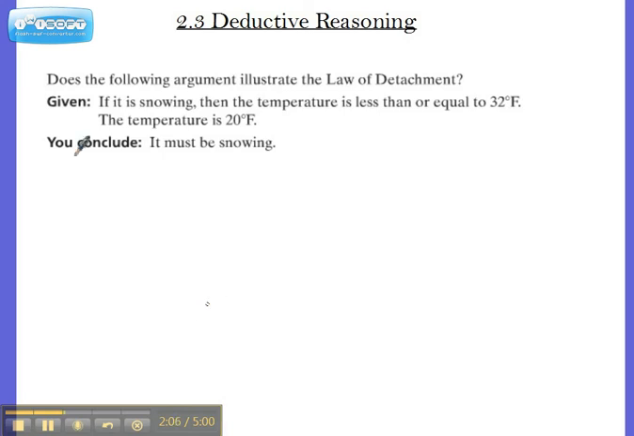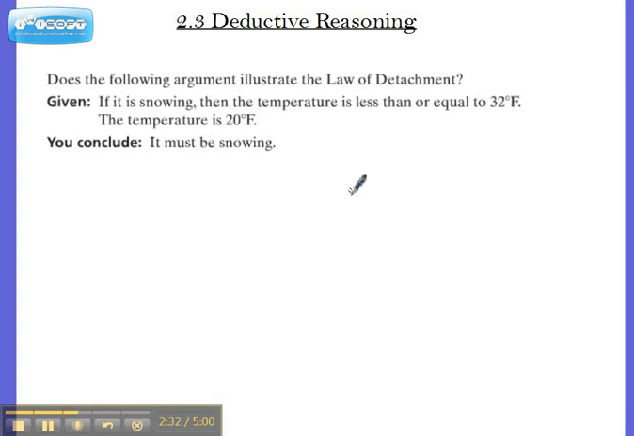You're given a conditional right here, and we know that the conclusion is true. We do not know that the hypothesis is true. We do not know that it is snowing. All we know is that the temperature is 20 degrees, which meets the conclusion.